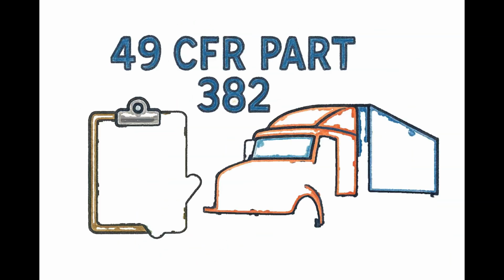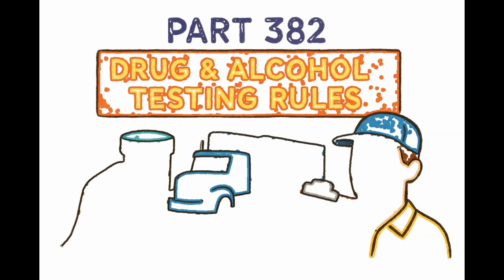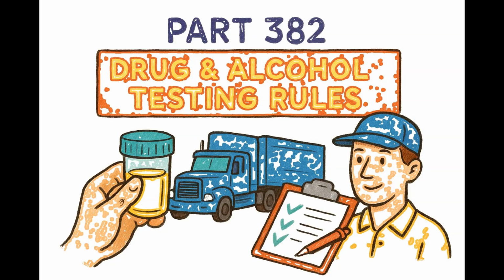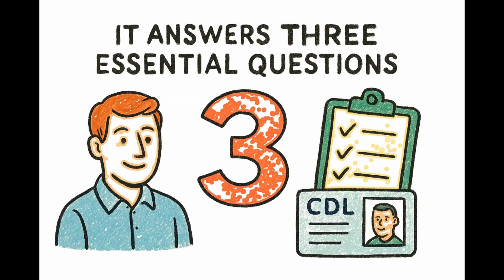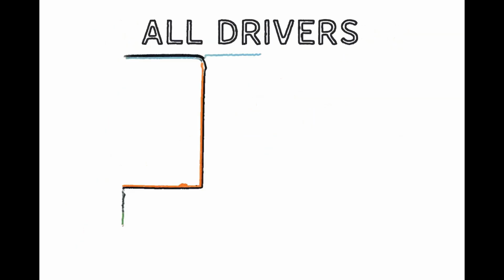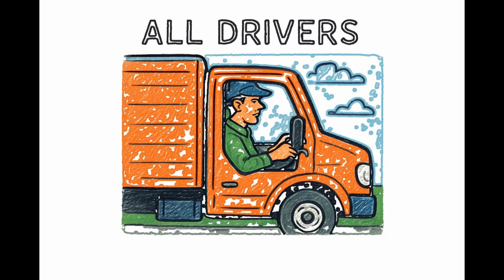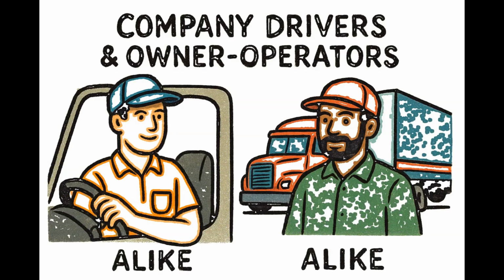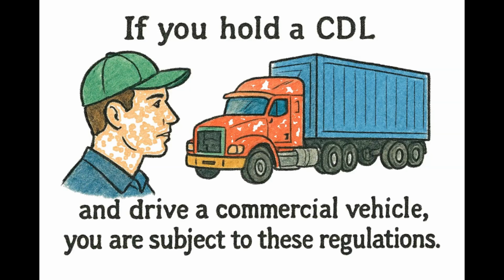The second key regulation is 49 CFR Part 382. While Part 40 provides the general framework for everyone, Part 382 contains the specific drug and alcohol testing rules just for the trucking industry. It answers three essential questions for anyone with a CDL. First, who gets tested? The answer is all drivers who operate a commercial motor vehicle that requires a CDL on public roads. This includes company drivers and owner-operators alike. If you hold a CDL and drive a commercial vehicle, you are subject to these regulations.